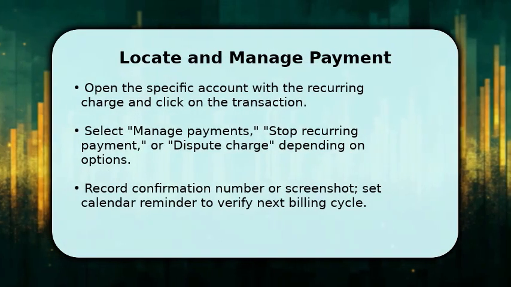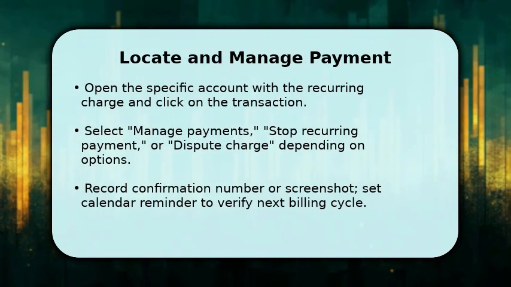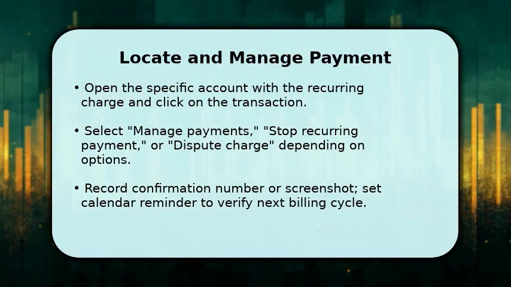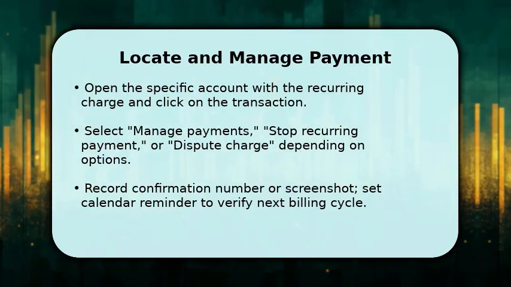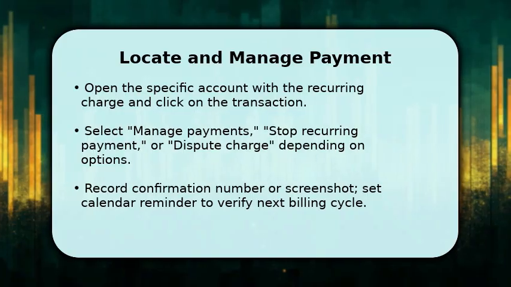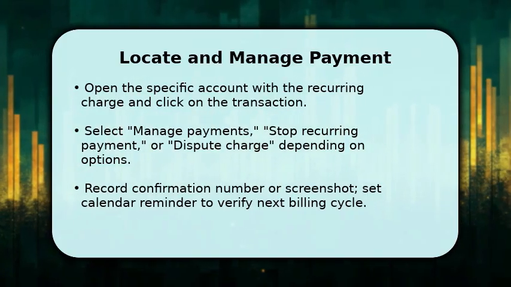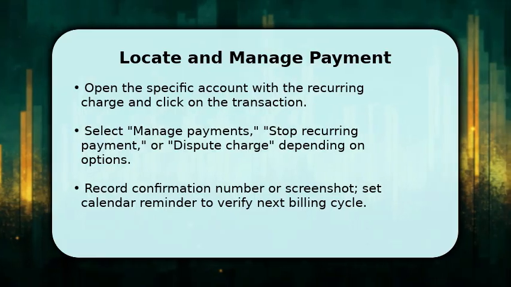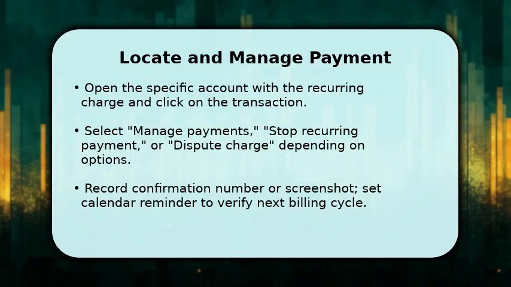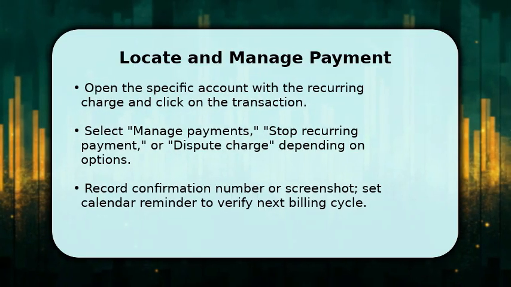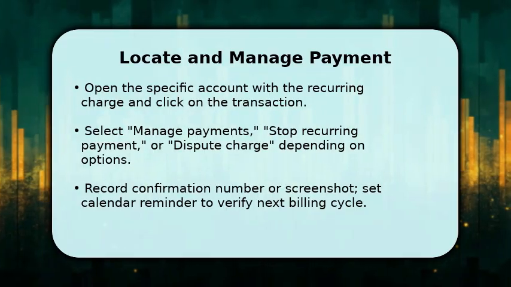Next, you open the account that shows the recurring charge and tap the transaction to view details. Then choose the action that fits, manage payments or stop recurring payment if visible. If not, use the dispute option to halt future debits while you contact the merchant. Once you submit a cancellation, Chase typically provides a confirmation number. Save that screenshot or note. Also set a calendar reminder to check your next statement, because processing can take a billing cycle.